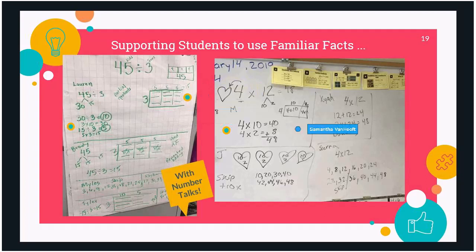In this final example, the child is using 4 times 12. She was able to use her 10 times facts as her familiar facts and her doubles to find the solution. She too used an open array to explain her thinking.